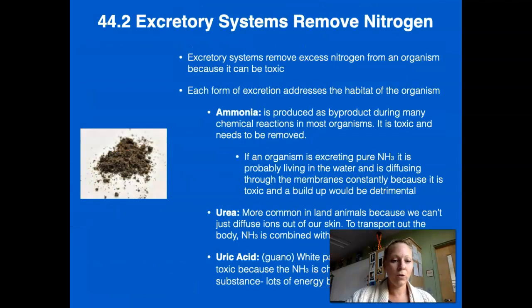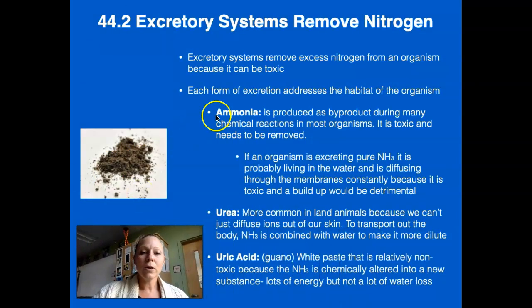And I'm going to move over here. So there are different systems that remove nitrogen because life on Earth exists in, like we said, every different niche. And so we need to adapt to those niches and those environments. And so excretory systems remove nitrogen because an abundance of nitrogen can be toxic.